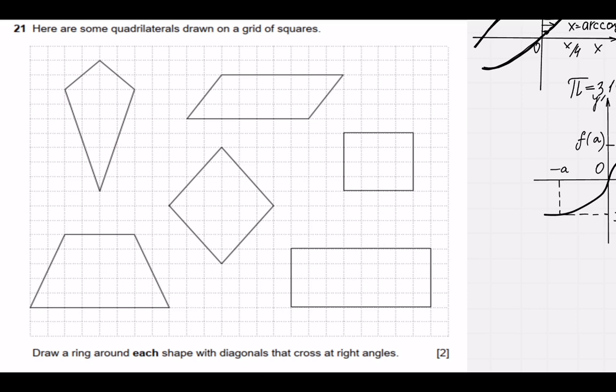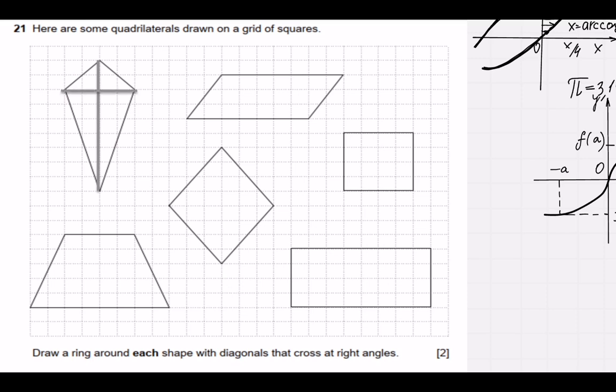We have these quadrilaterals. Draw a ring around each shape with diagonals that cross at right angles. I know that some of you already know the quadrilaterals. They are familiar with them and can solve it normally. But if I cannot remember, and I'm not sure which of these quadrilaterals have diagonals that meet at right angles, I need to draw. Use your ruler, use a pencil, and start to draw lines.